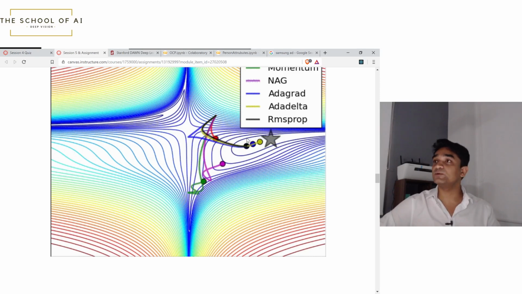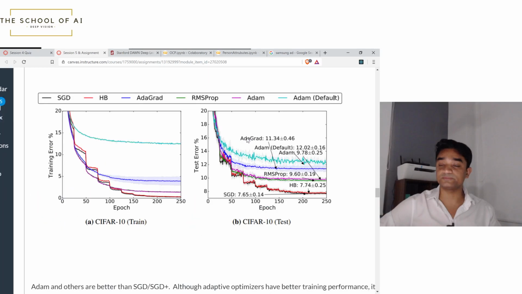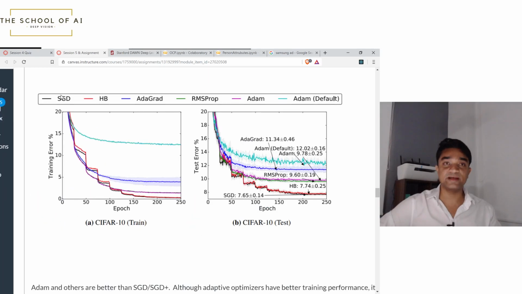These are manipulated results. Why am I saying that? I'm saying that with confidence because these are the actual results. In this result, we're comparing SGD, HB is hybrid SGD, which is SGD plus momentum. We have Adagrad, we have RMSprop, we have Adam default, and the new Adam added delta, maybe some variant. There you see what is happening. Look at the black and the red lines. This is your training error. This is your test error.